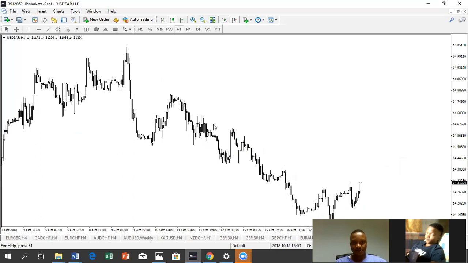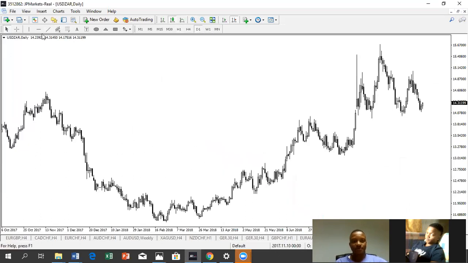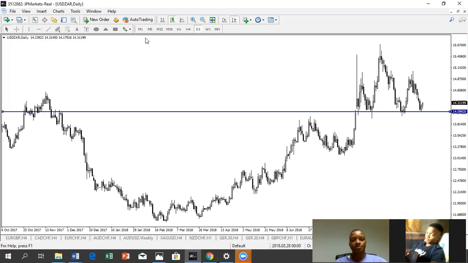Number one, daily time frame. What about daily time frame? It's on your strong support. Obviously, it's gonna pull back. Why do we say it's a strong support? It's because it failed to break here.